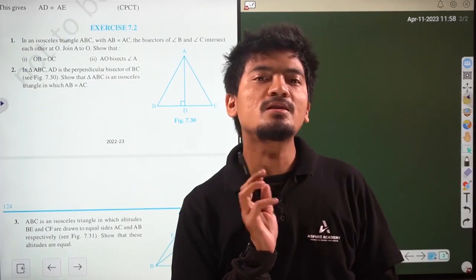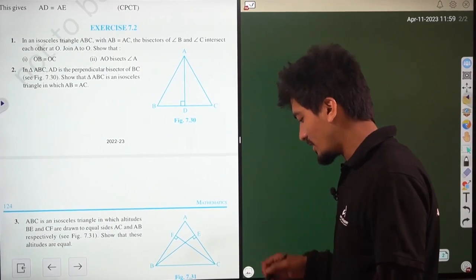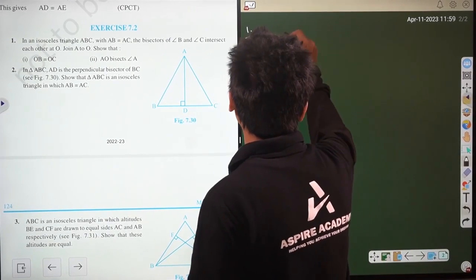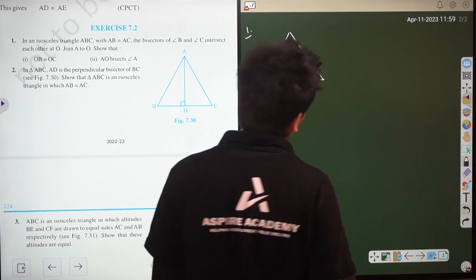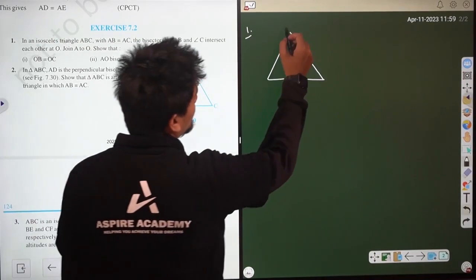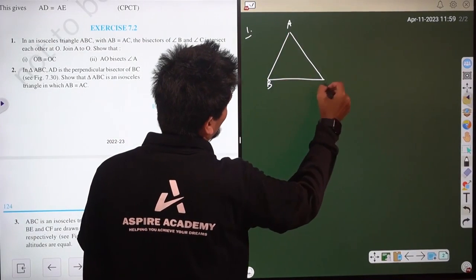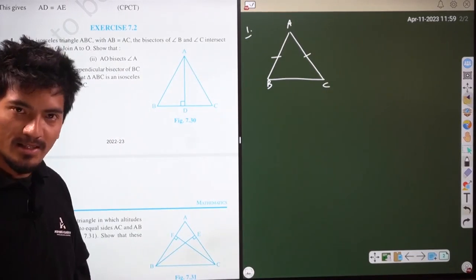We have to draw this as a construction. Now see here how we can draw the diagram. Say this is the triangle. This is an isosceles triangle where AB is equal to AC. Say this is the triangle ABC and this is the side AB equal to AC.